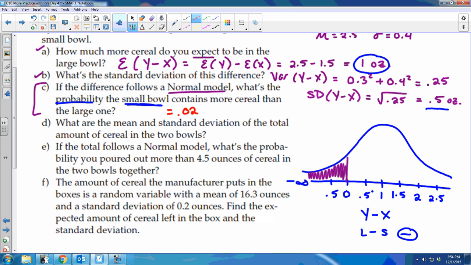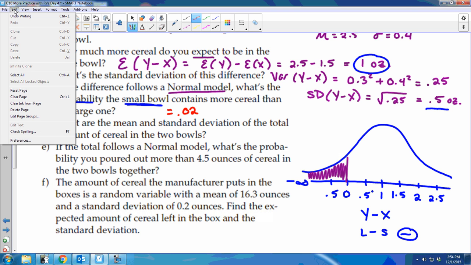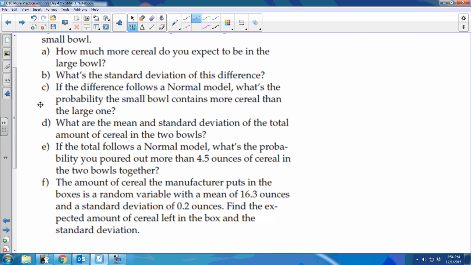So a very small chance, a 2% chance that the small bowl contains more cereal than the large one. All right, so then the next set of questions follows the same pattern. What are the mean and standard deviation of the total amount of cereals in the two bowls? So in this case, I'm not subtracting the two bowls. I'm actually combining the two variables. I want to see the total.